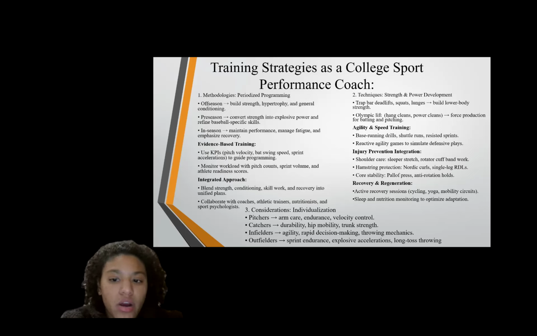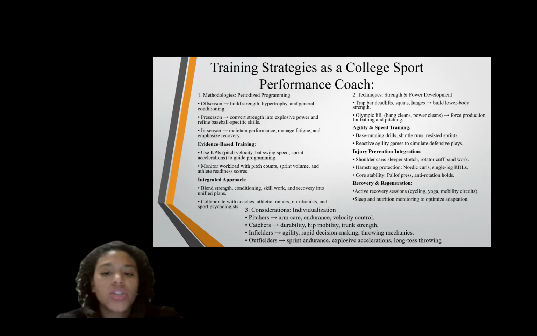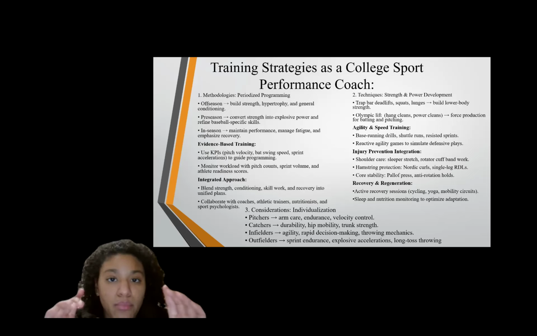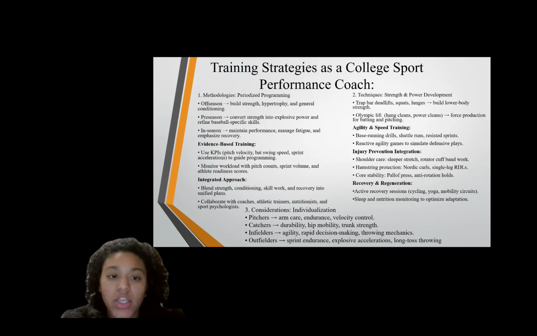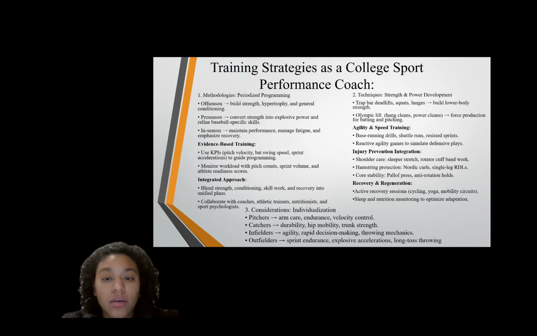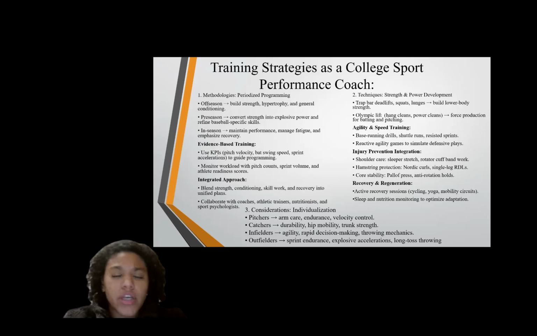For recovery and regeneration, we have active recovery sessions, so cycling, yoga, mobility circuits. Also, swimming is a good one. And the most important out of all of this will all go to waste if athletes are not sleeping and if they're not eating well. So, of course, we need to monitor their sleep cycles or how long they're sleeping, if they're eating well, because this will optimize their adaptation.